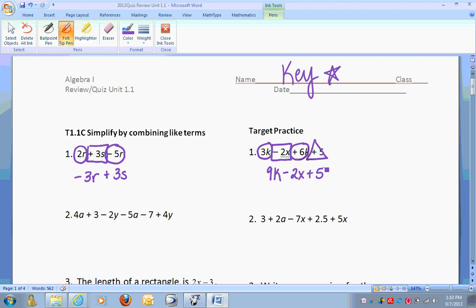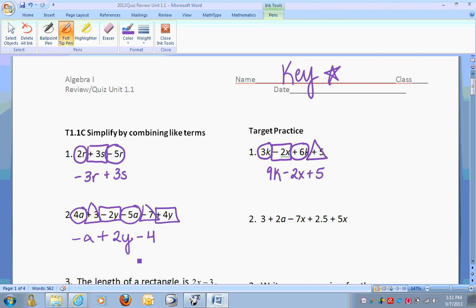constant that I have. Okay, on number 2, I'm going to circle my a terms. So I have 4a, positive 4a, negative 5a. And when I combine those, I get negative 1a. But remember, we don't have to write 1 in front of our variables ever. So we can just write that as negative a. Then I'm going to box in my y terms. So I have negative 2y and positive 4y. And when I combine those, I get positive 2y. And then I can put triangles around my constants. And 3 minus 7 is negative 4.